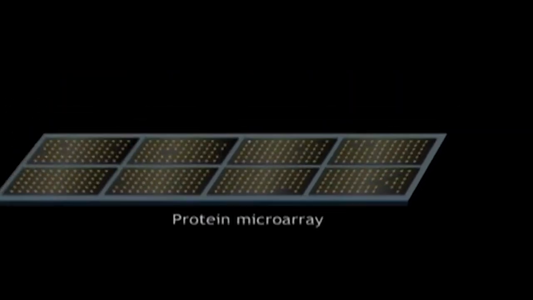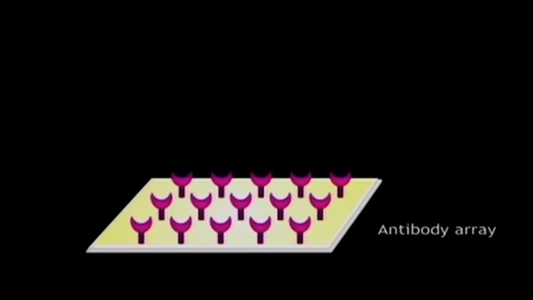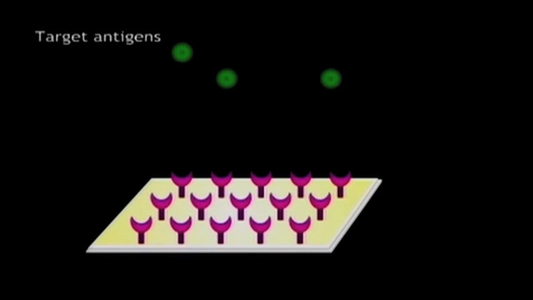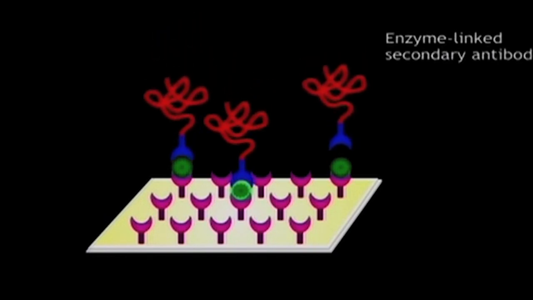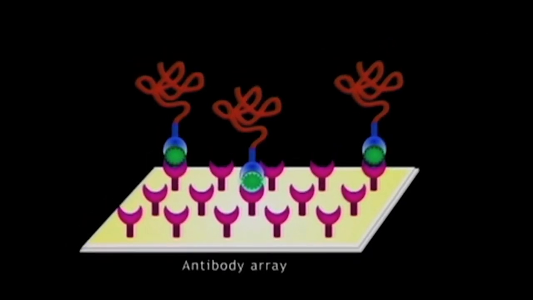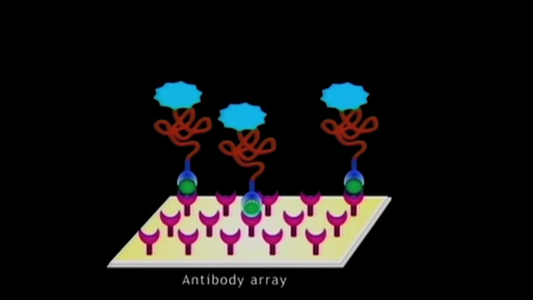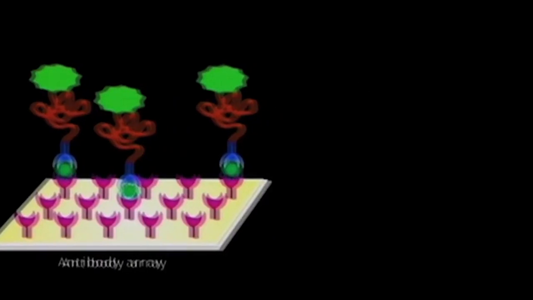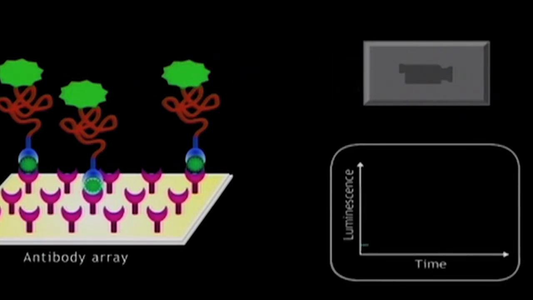The antigen of interest binds to the corresponding antibodies which are coated on the microarray surface. The array is then probed by an enzyme linked secondary antibody that is capable of recognizing a different epitope on the same antigen. The excess unbound antibody is washed off, and the chemiluminescent substrate is then added which reacts with enzyme and emits the light. This is detected by means of a CCD camera, and a plot is obtained as shown on the right hand side. A graph is plotted between time and luminescence.